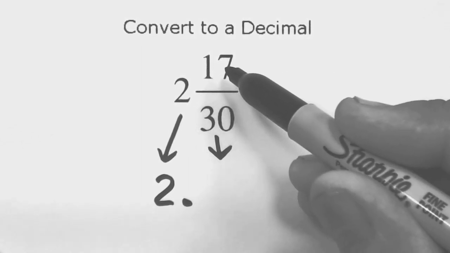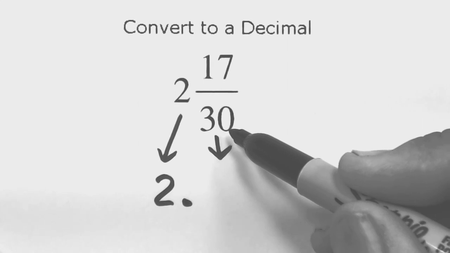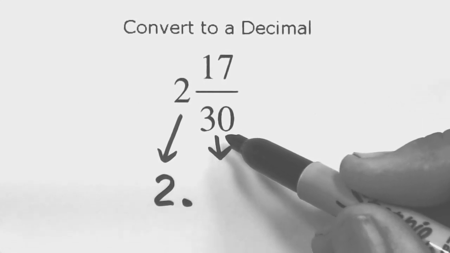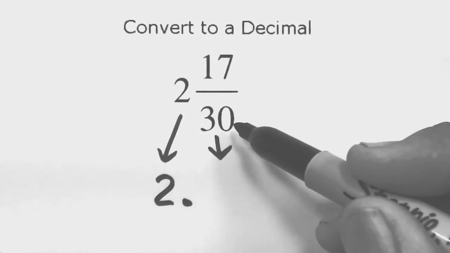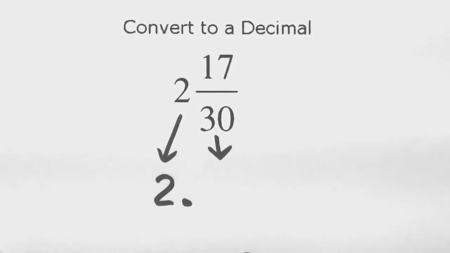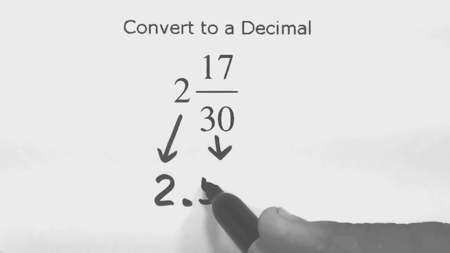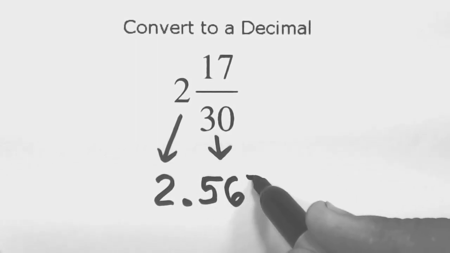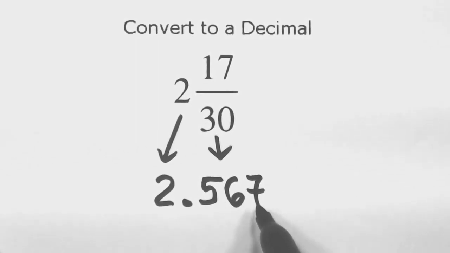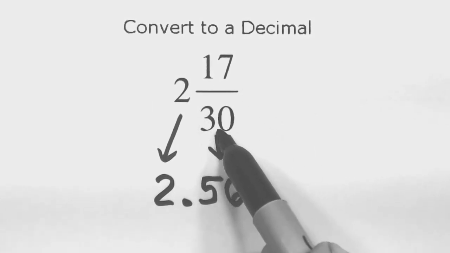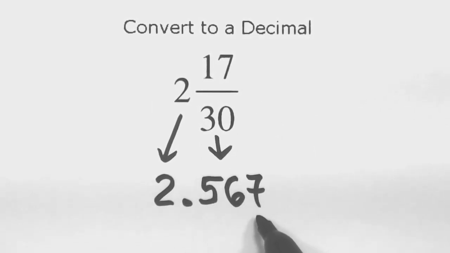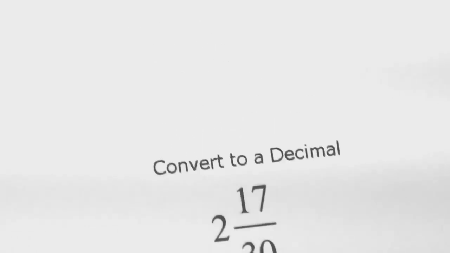Well, what you do with this is take 17 and divide it by 30. Either do it longhand or do it on your calculator. 17 divided by 30. And if you did that, you'd end up with this value rounded to the third decimal place, 0.567. And that then is the decimal value of that fraction part. Again, either do the long division by hand or use your calculator to get it.